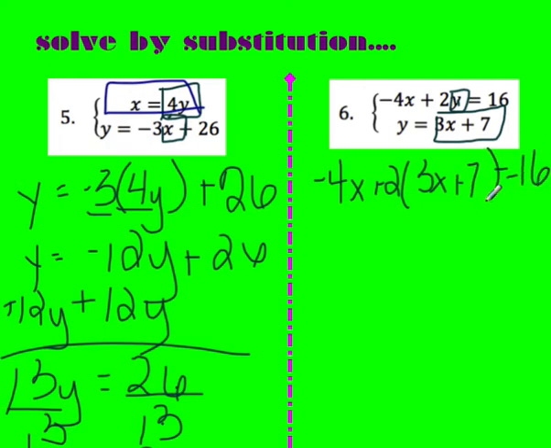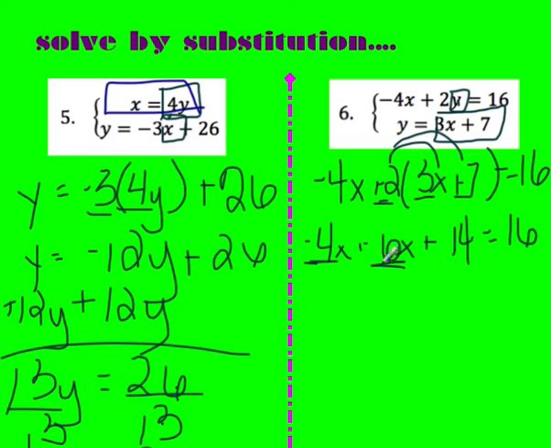So let's go ahead, and now we need to solve that for x. I'm going to start by distributing that 2 in. So I get a negative 4x plus 2 times 3 is 6x plus 2 times 7 is 14, and that's going to be equal to 16. So negative 4x plus 6x is going to be a positive 2x. That's the same as 6x minus 4x. Plus 14 is equal to 16.